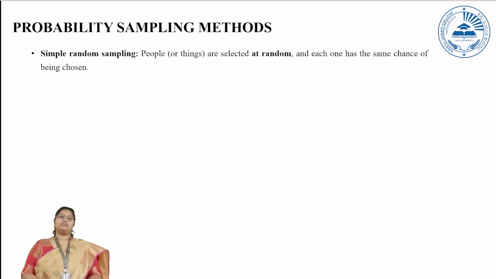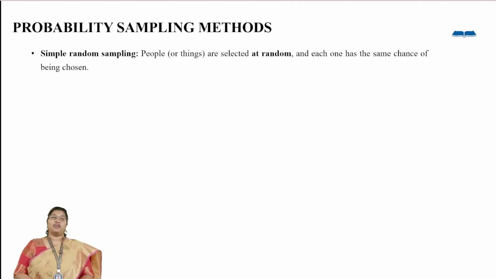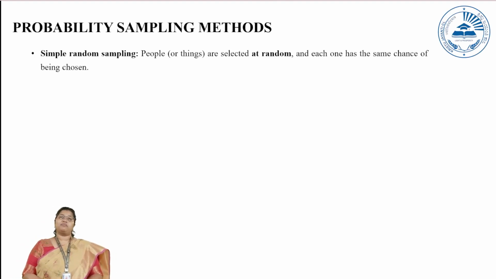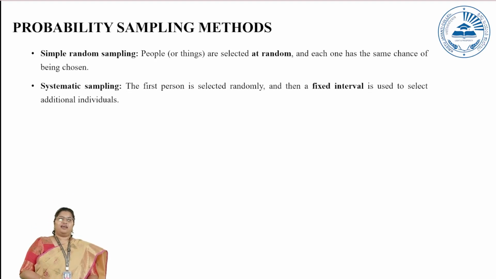The first probability sampling method is simple random sampling. So under simple random sampling, people are being selected or the elements for the sample are being selected at random and each of them has the same chance of being chosen. The second is systematic sampling.